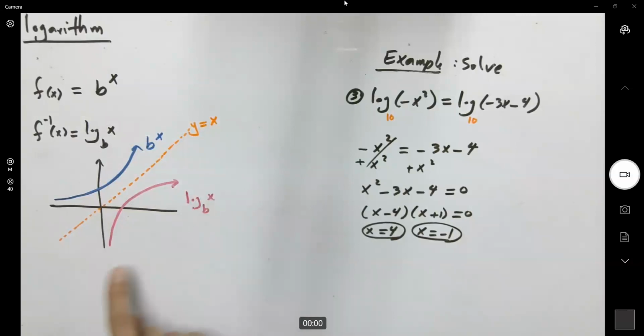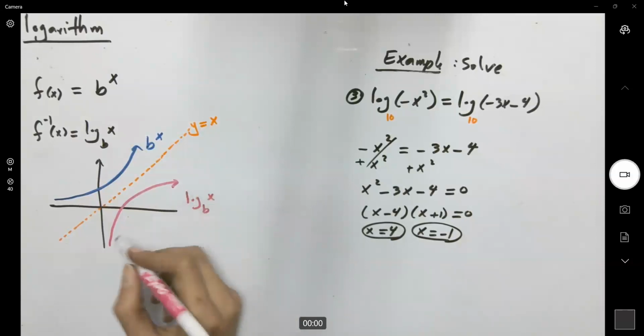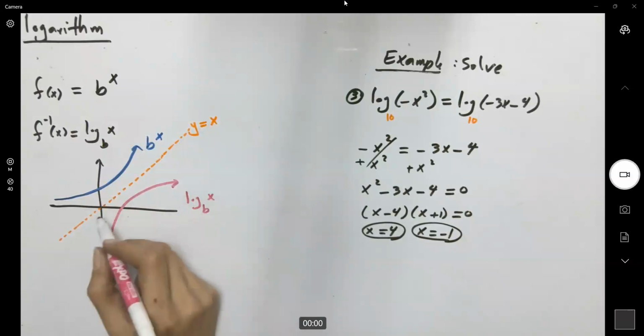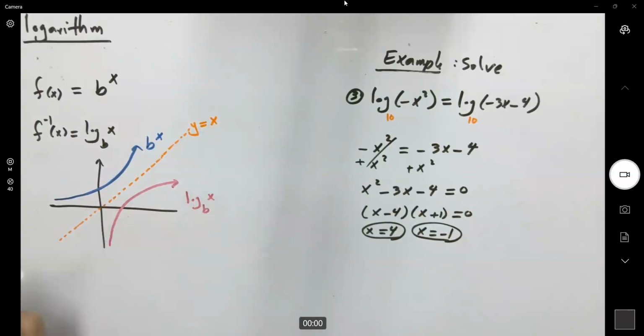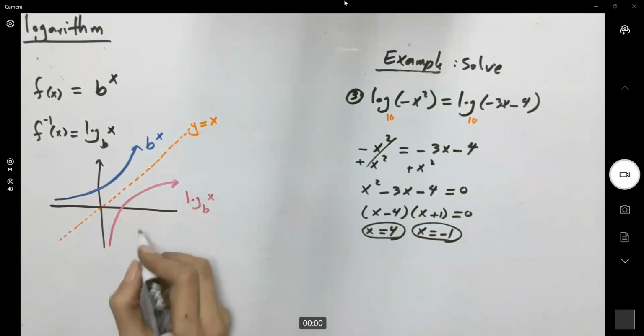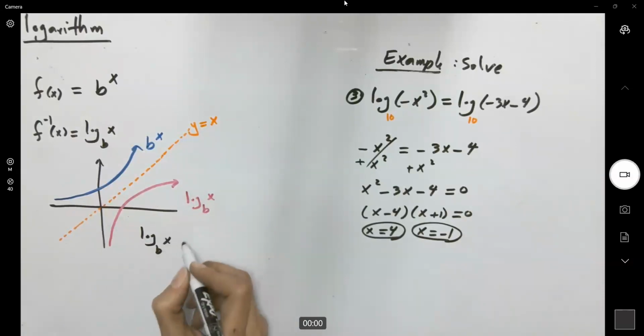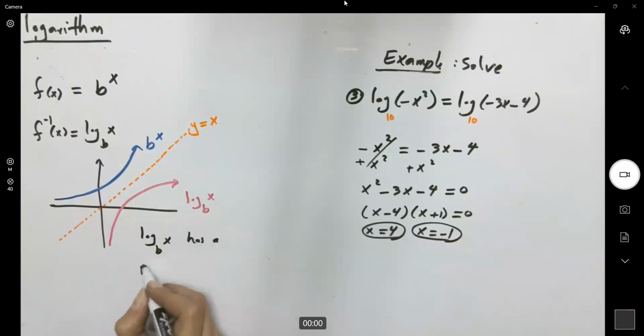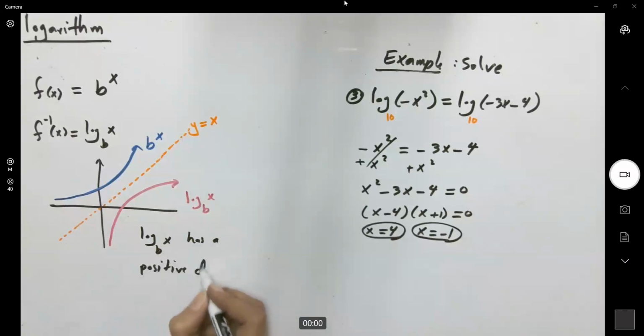What's the domain of log with base b of x? x is only positive values. So the log base b of x has a positive domain. What do I mean by that? It means that this quantity, whatever is here, no matter if it is x or a quantity, you have to have it larger than 0.